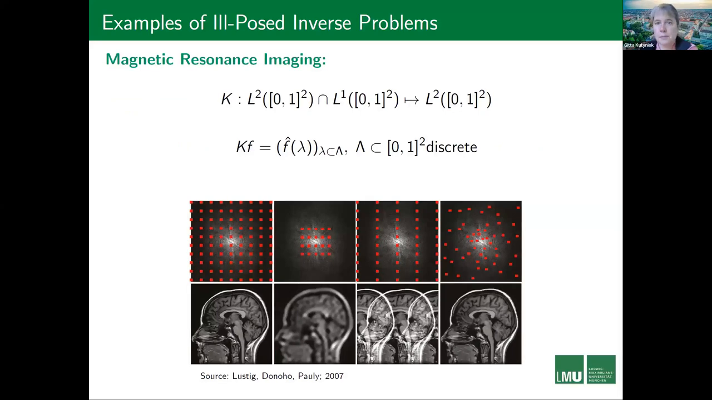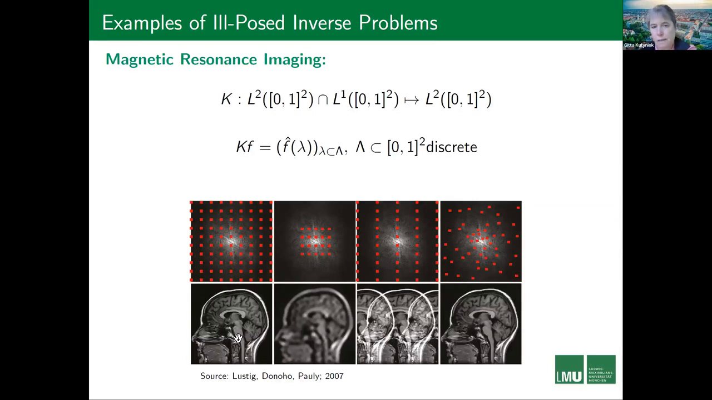Magnetic resonance imaging is associated to an operator of this type. As I already said, what happens is you have your original data, you compute the Fourier transform, and then you take point samples of it. So here is the original data, you compute a Fourier transform, this is this black and white picture in the background, and then you take samples. So you evaluate the Fourier transform at these red dots. And then from these values, you want to reconstruct your original image.